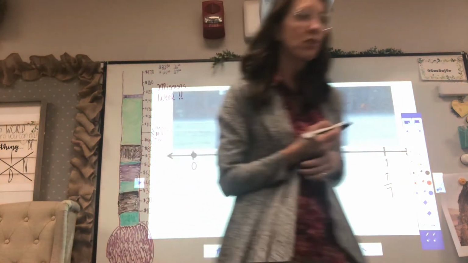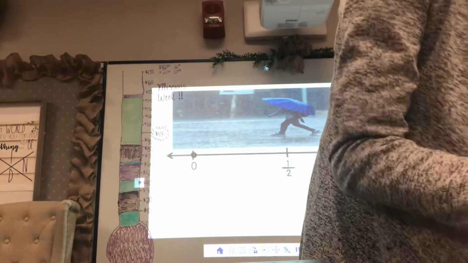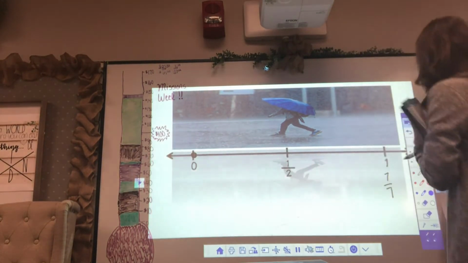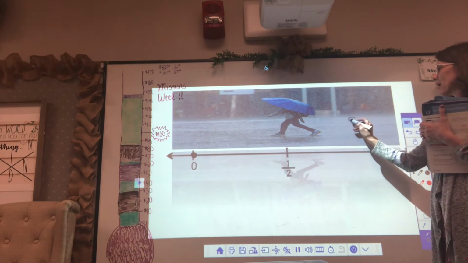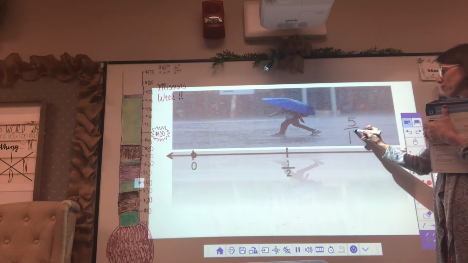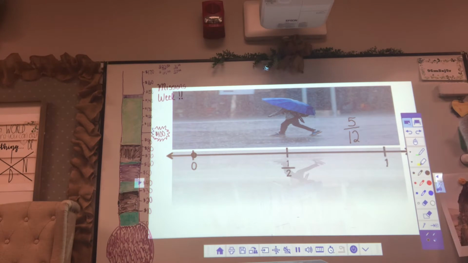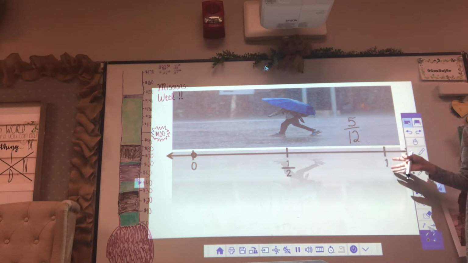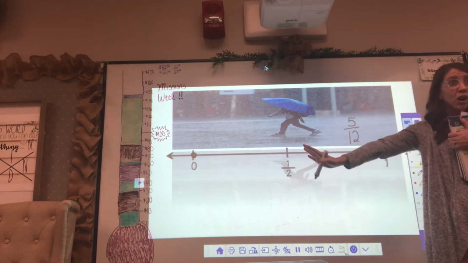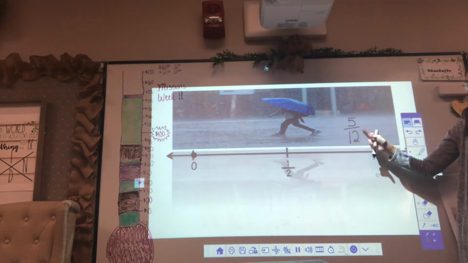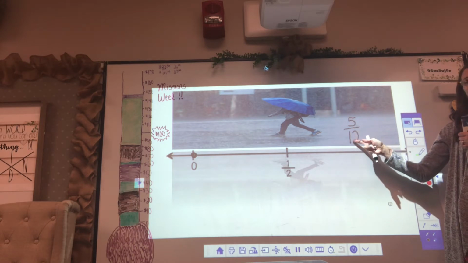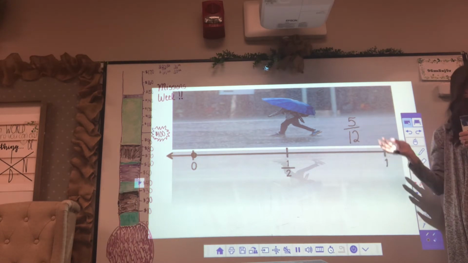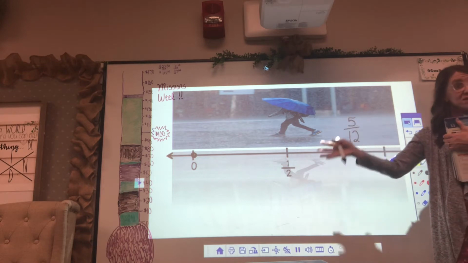Let's find some that your book are going to give you. What about this one? Let's try 5/12. Raise your hand. I want to see who thinks they know about what that would be. Would that be closest to a whole, 0, or half? Remember, total of 12 pieces. So 5 out of 12. Is that closest to a whole, a half, or a 0?